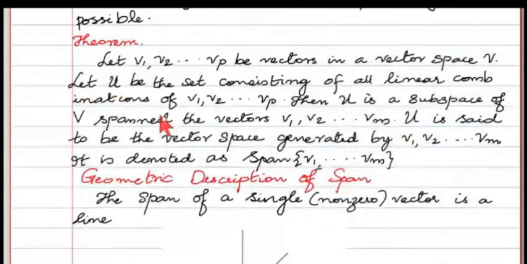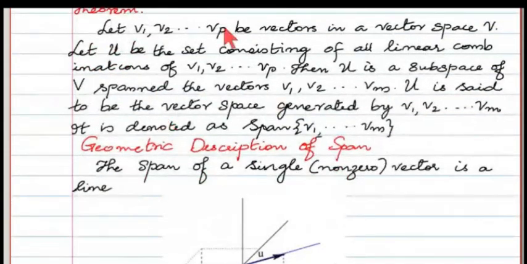Next theorem. Let v1, v2, etc., vp be vectors in a vector space V. Let U be the set consisting of all linear combinations of v1, v2, etc., vp. Then U is the subspace of V spanned by the vectors v1, v2, etc., vp. U is said to be the vector space generated by v1, v2, etc., vp, and it is denoted by span of v1, v2, etc., vp.